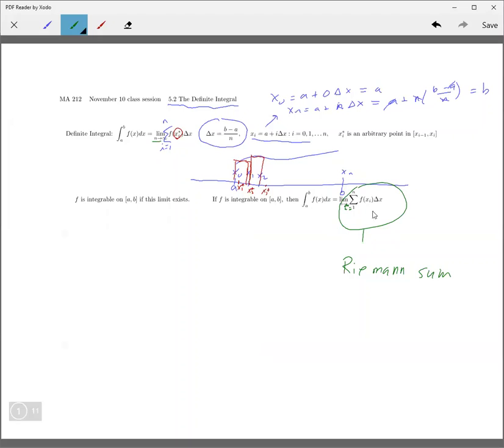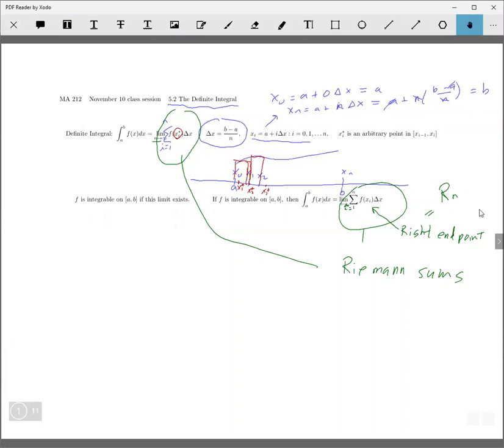Okay, I'm sorry, I was just a bit confused here. What this means is that this is also a Riemann sum. These are different though. This one is just choosing an arbitrary point. This one is choosing the right endpoint. So in the notation from last section, it's capital R sub n. So if it's integrable, then the integral is just going to be this limit.